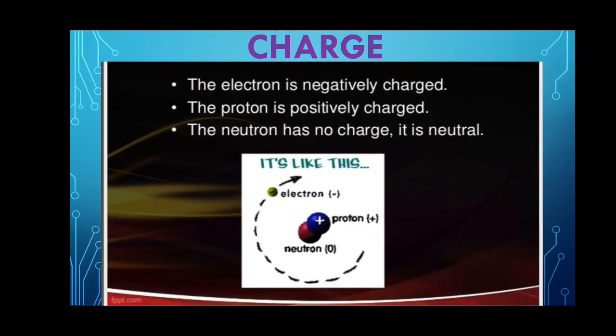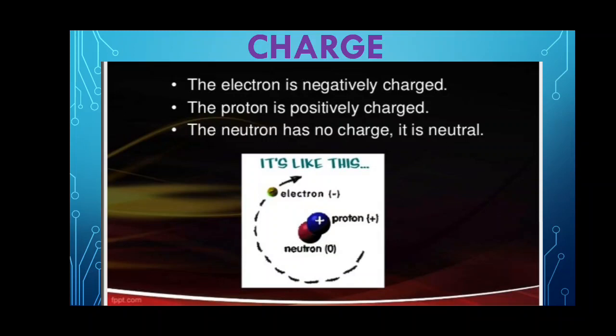Electrons are negatively charged, protons are positively charged, and neutrons have no charge. That is why an atom is said to be electrically neutral, because the number of electrons and the number of protons in an atom are equal. So what does this word charge mean?